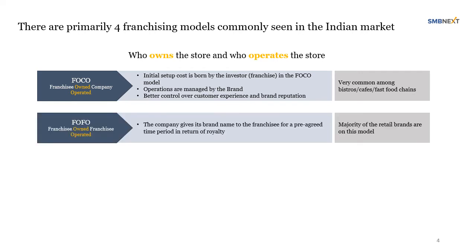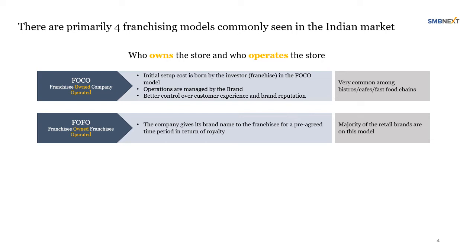The second model is the FOFO model. FOFO stands for franchisee owned and franchisee operated. As the name suggests, the franchisee or the business partner is going to own the store and also operate the store, which means the end-to-end responsibility is with the franchisee. The company or the brand is just going to give the brand name to the franchisee. This is the most common model that you see in the Indian markets. Majority of the retail brands are on this model.